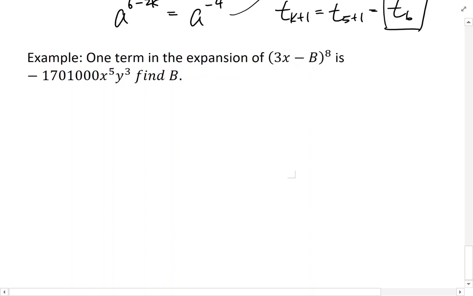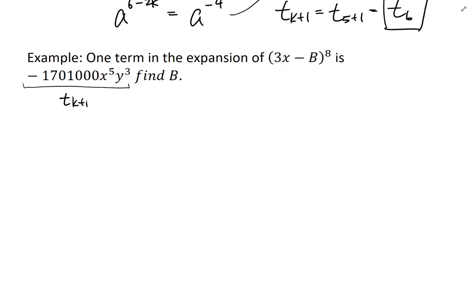Okay, last question here. One term in the expansion of 3x minus b y to the 8 is negative 1,701,000 x to the 5 y to the 3. Find b. So we do know that our some term equals to this thing. This is our some term, and we have our binomial here.